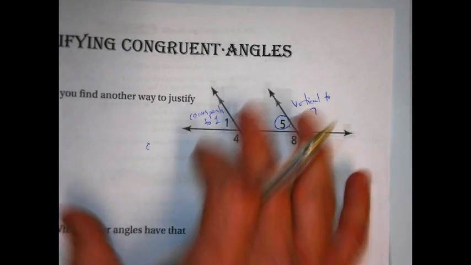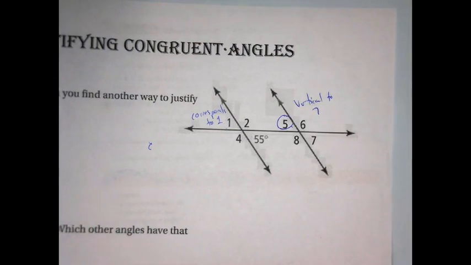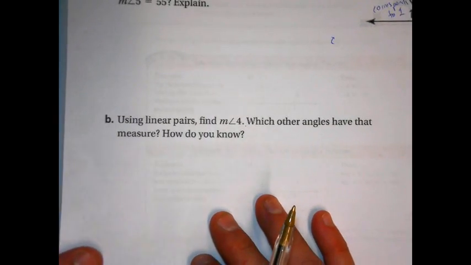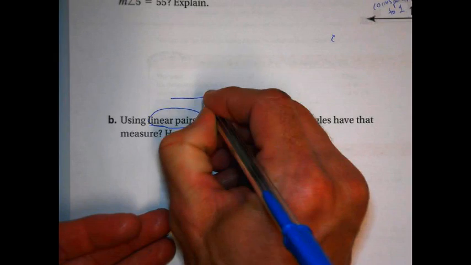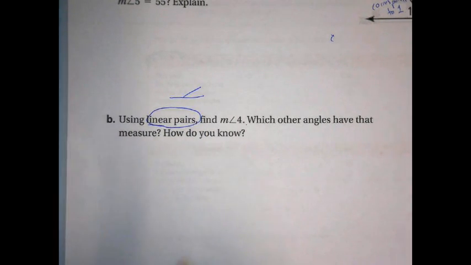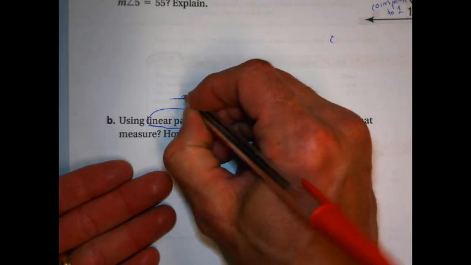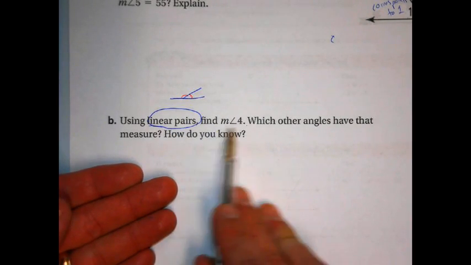Okay, so let's read this next question. This is a fun question. By using linear pairs, hopefully you remember that. Linear pairs, what does that look like? Okay, two angles that form a straight line. It's a linear pair. By using linear pairs, find the measure of angle 4, and then which other angles have that measure. How do you know?